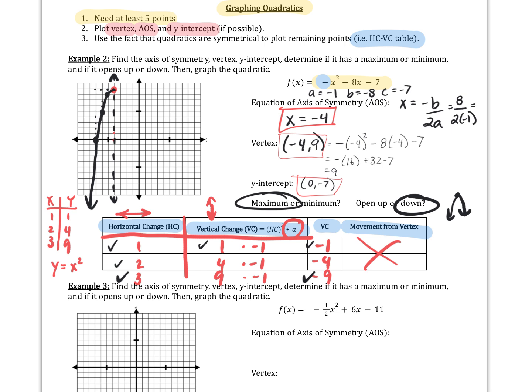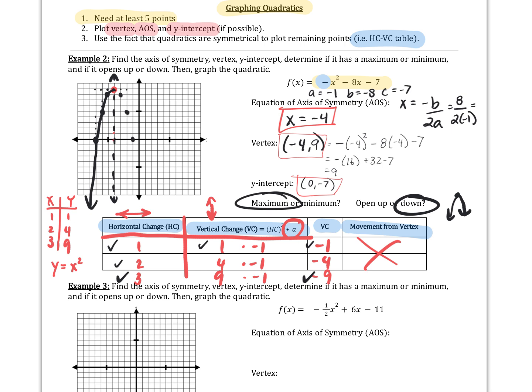Okay, so if I repeat on the other side, I'm going to do the same thing with my horizontal and vertical. I'm going to start at my vertex. I'm going to go right 1, down 1. Start at my vertex, right 2, down 4. Start at my vertex, go right 3, down 9.